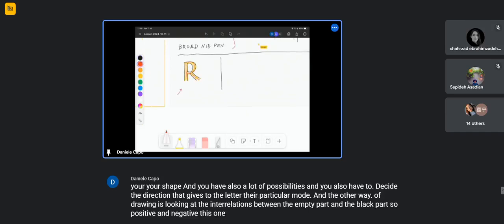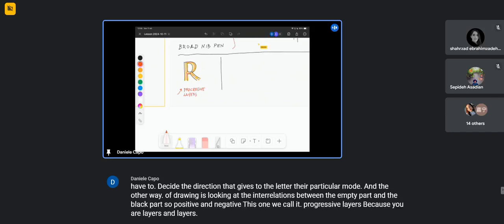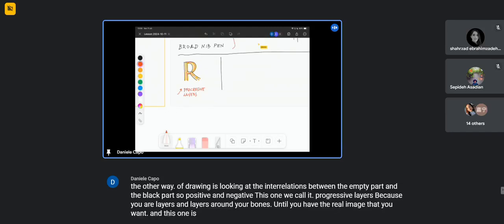This one, we will call it progressive layers, because you add layers and layers around your bones until you have the real image that you want. And this one is about negative and positive.